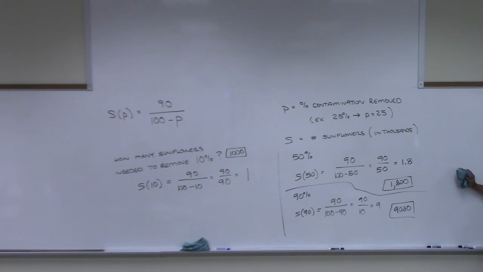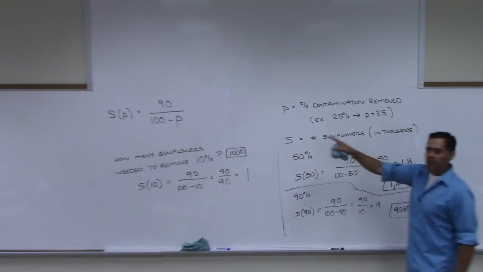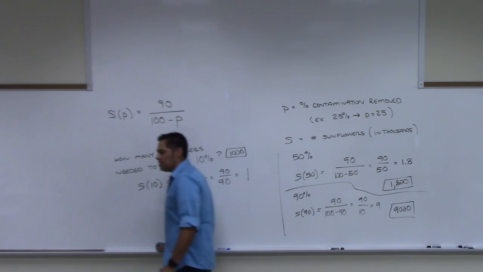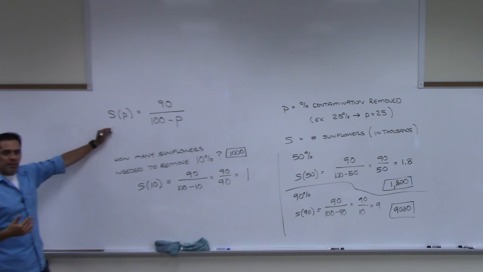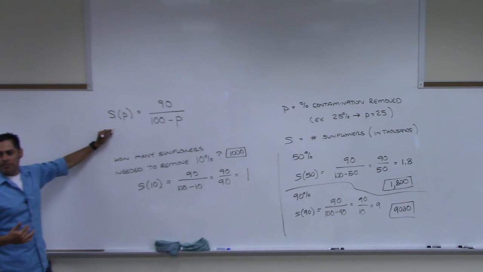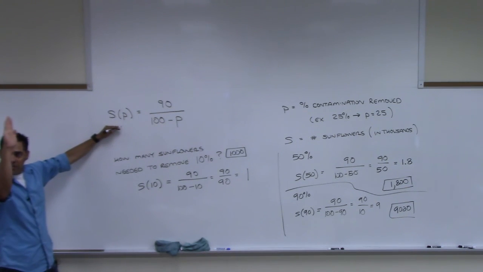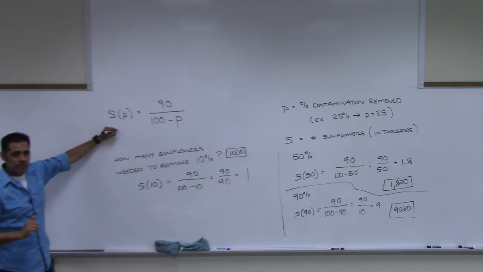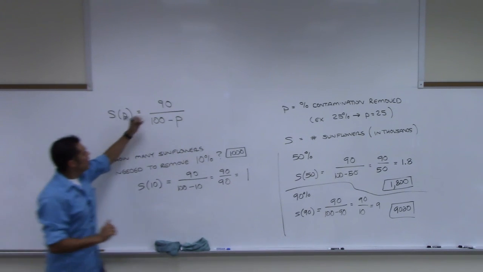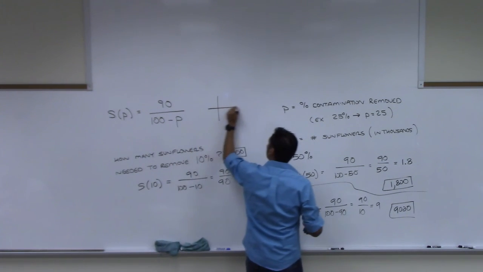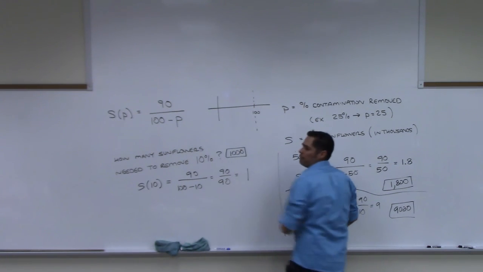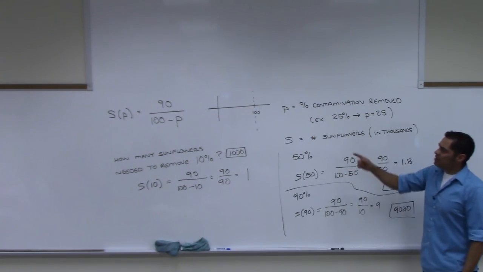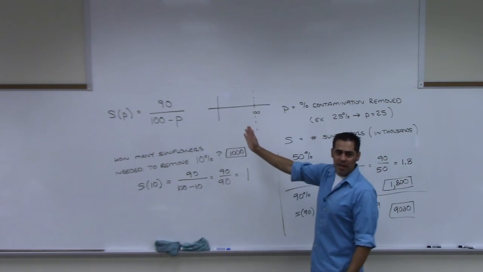What's happening? Look at this function now, in the sense of what we were just doing in this class. This function is a rational function, isn't it? And it has a vertical asymptote where? Where does this have a vertical asymptote? At 100, doesn't it? So if I were to look at this graphically, at 100, I have this happening, don't I? And this is giving us the number of sunflowers I need.